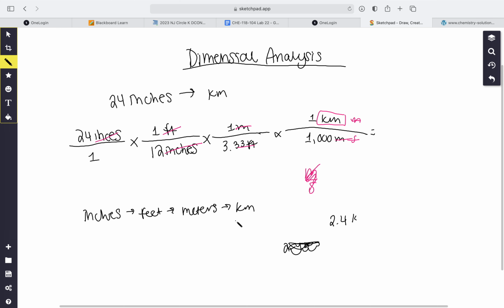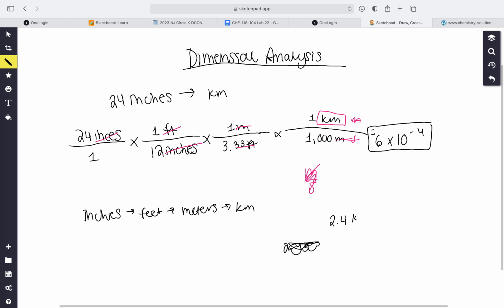So we're going to do 24 times 1/12 times 1/3.333 times 1/1,000. So the answer that we are going to get is 6 times 10 to the negative 4. That is our answer there for our dimensional analysis.